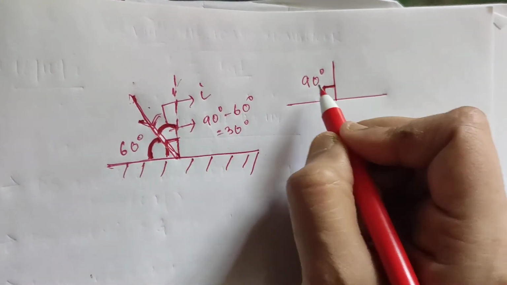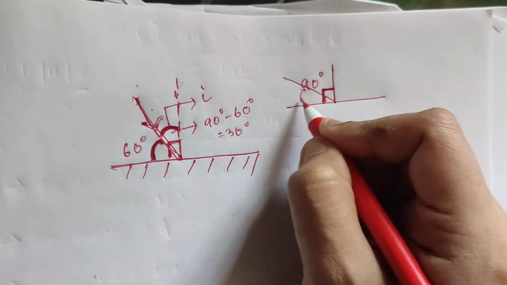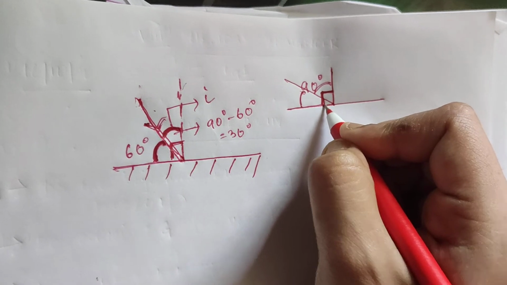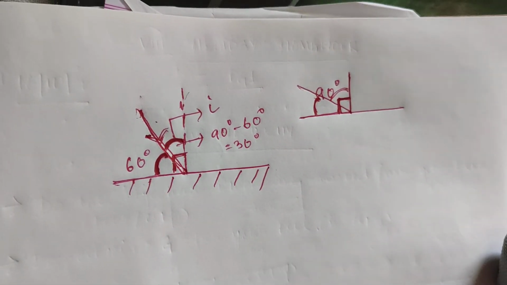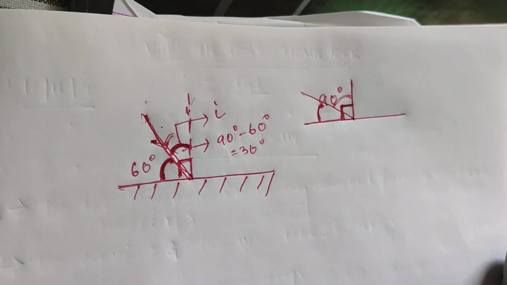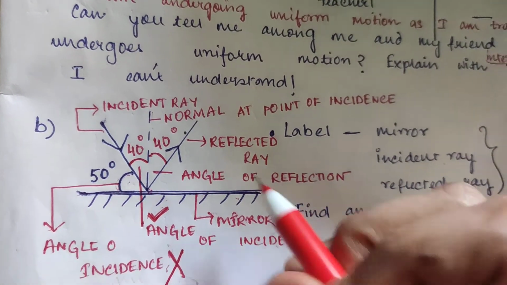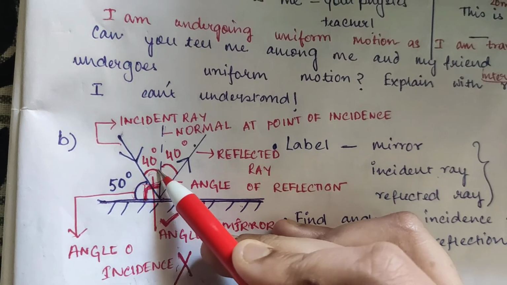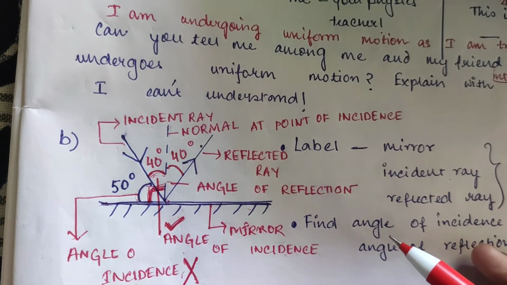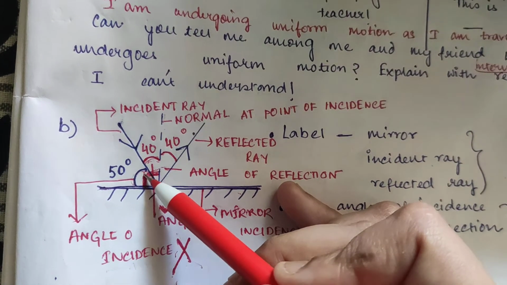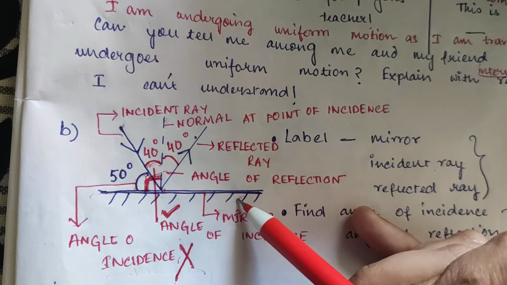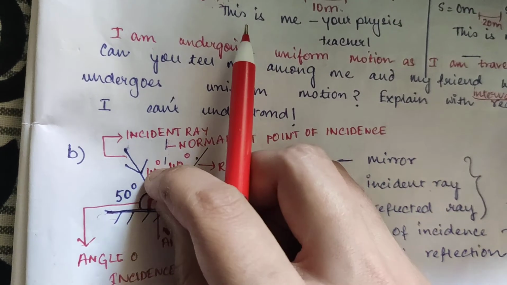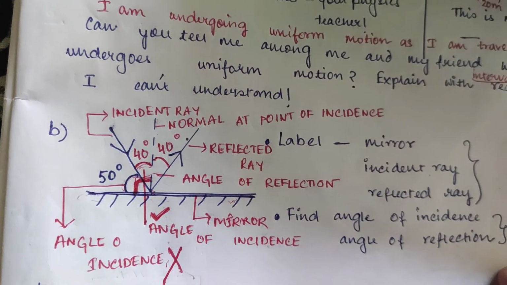If I am drawing a line and giving you this angle, how will I find this? Total is 90, so 90 minus this angle. Similarly for this, 50 was given. If the total is 90 degree, how much is this? 90 minus 50, 40 degree. Total is 90 degree. This is a normal, perpendicular to this surface. So total is 90, this much is 50, and we are left with this much. How much? 90 minus 50, 40 degree.